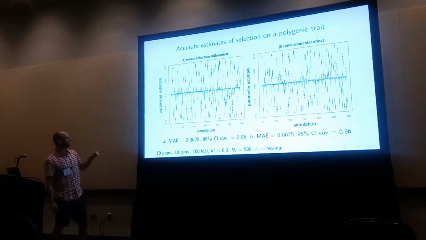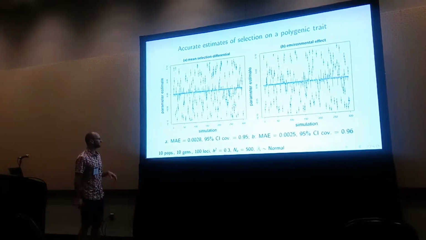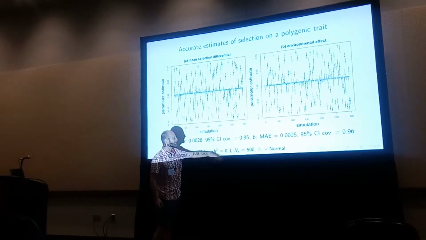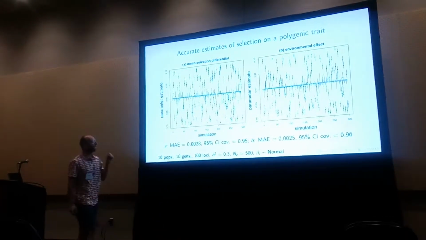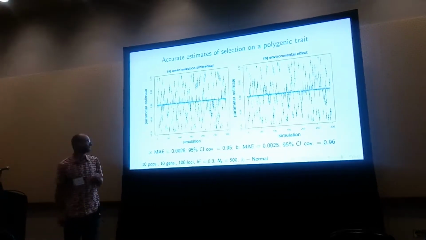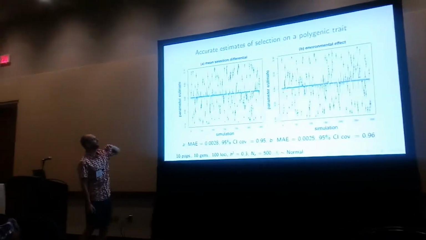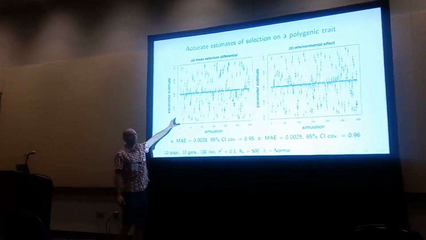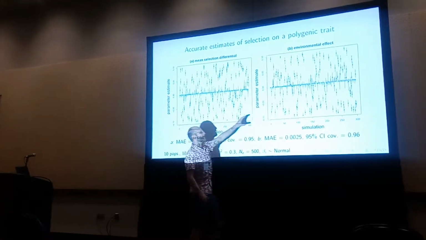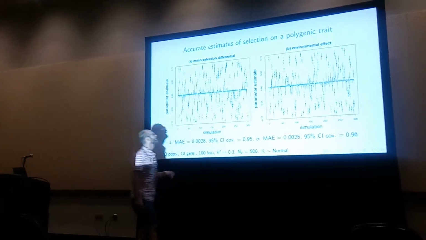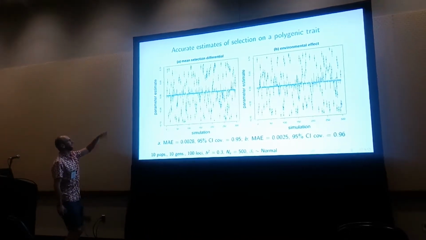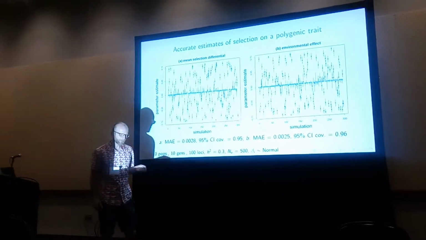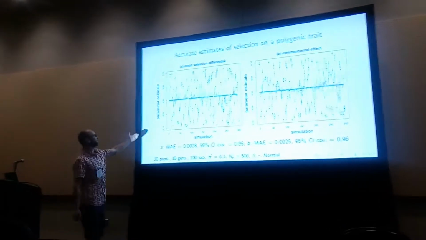So here I'm going to focus on a set of core conditions to start: 10 populations, 10 generations, 100 loci that affect the trait, heritability of 0.3, effective population size of 500, and effect sizes drawn from a normal distribution. Here we're looking at 300 of the simulation outcomes, where we're estimating the mean selection differential, the thing I called A a second ago, and then the environmental effect from the linear model. The blue dots are the right answer, the black dots are the posterior point estimate, and the vertical bars are the 95% credible intervals. Looking at this, it looks pretty good.